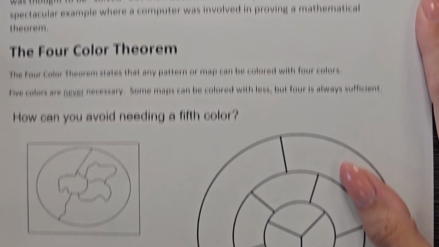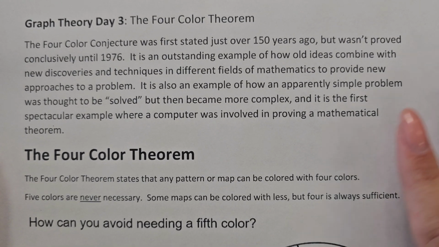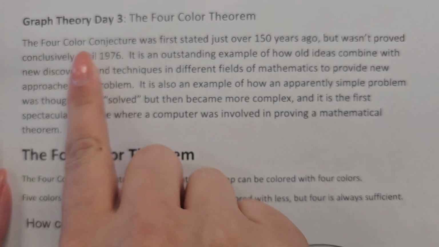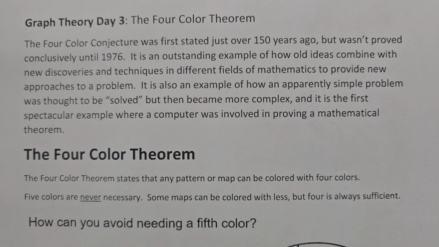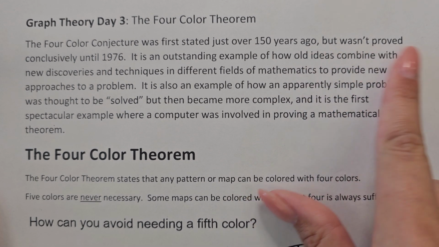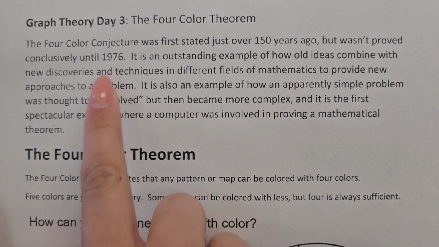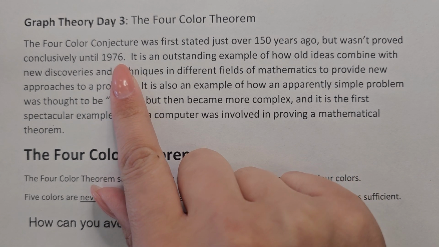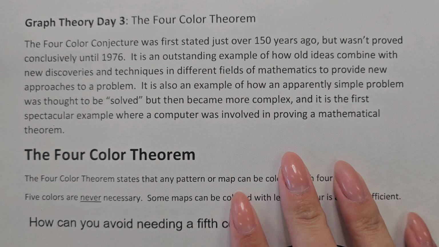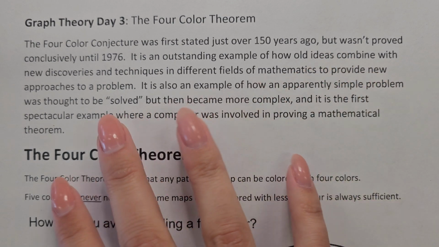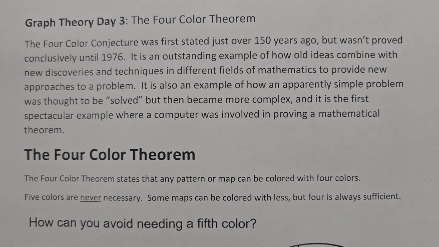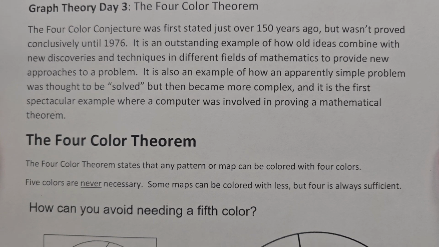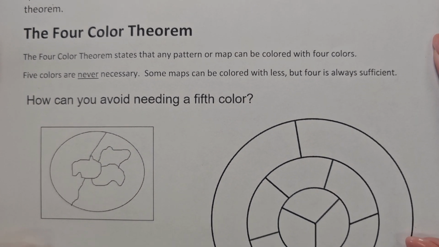Over 150 years ago, a conjecture was made that it looked like you could always just use 4 colors or less. At first people just assumed that was possible, but in 1976, it was proven. So sometimes we can take those old ideas and discover new techniques in mathematics that can give us a more solved problem.